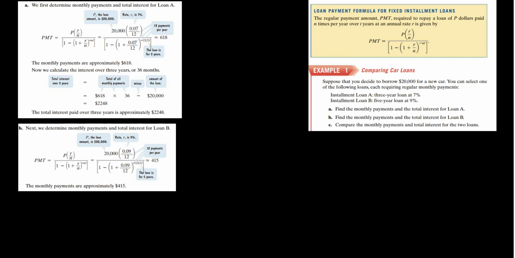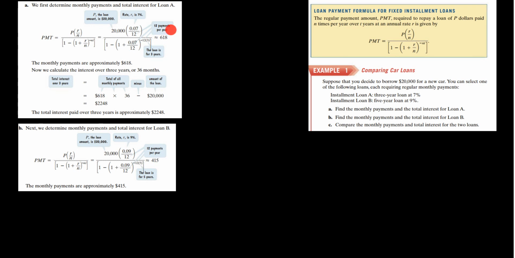We skip about 3 minutes of furiously plugging this into the calculator, and then we end up with, for A, a 3-year loan at 7%, we will end up paying about $618 a month. If we do a 5-year loan at 9%, we end up paying about $415. Now, looking at this, I would much rather pay the $415 as opposed to $618, because that's a lot less of a payment than the $618.